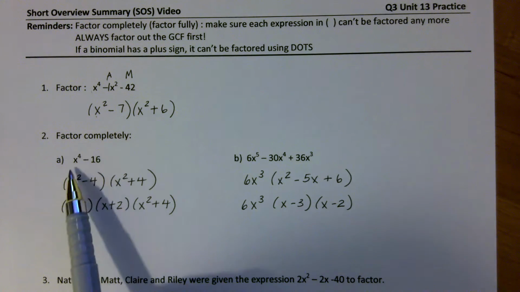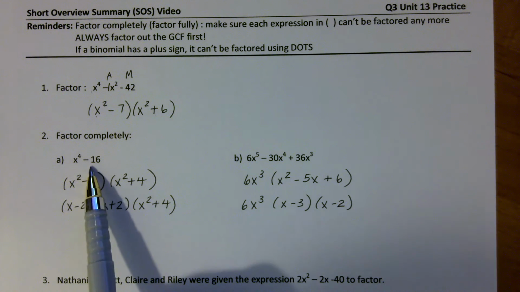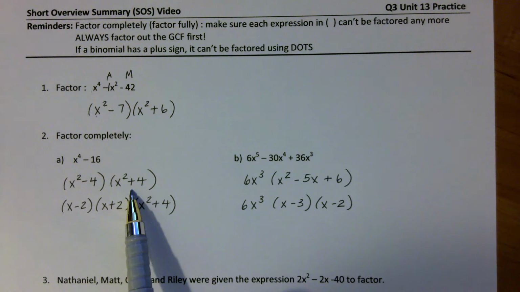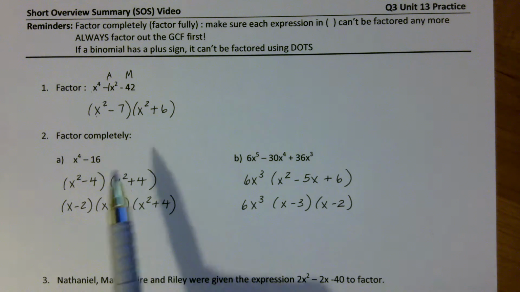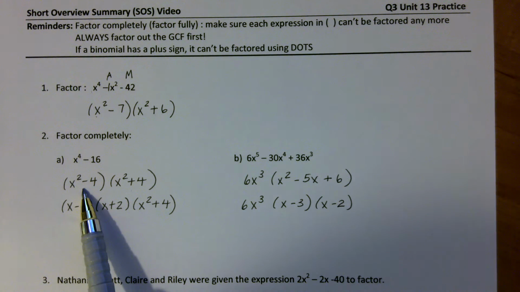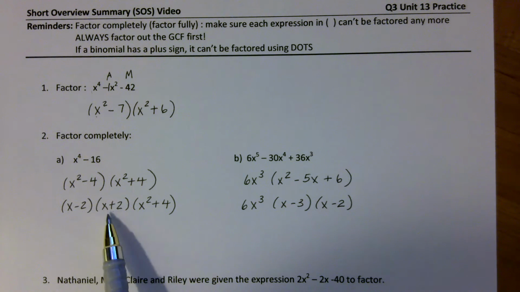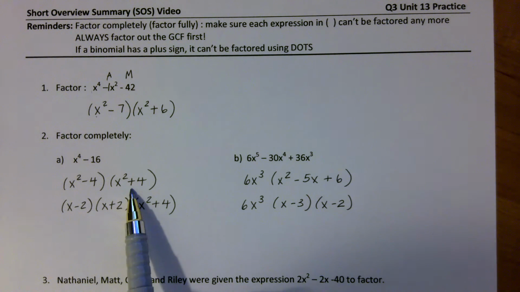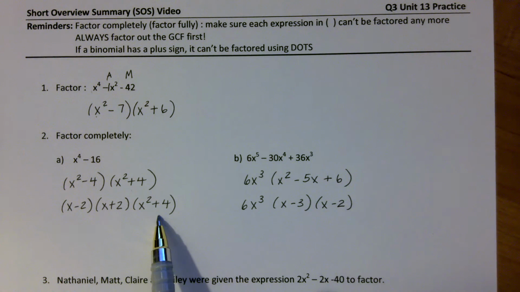All right, factor completely. I first try to find the GCF. There is no GCF. I do recognize this is DOTS, difference of two squares. x squared minus 4 times x squared plus 4. But I look at every expression in the parentheses and ask, can I factor further? So x squared minus 4, I can factor using DOTS. That's x minus 2 times x plus 2. x squared plus 4, I can't factor further because that's a plus sign. We need to have a minus sign there. But it is a factor, so I do copy that down.